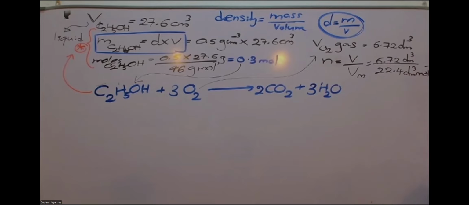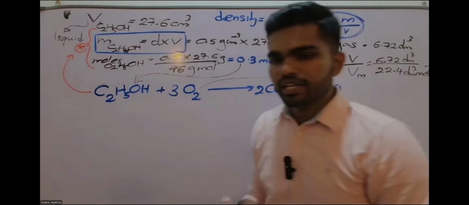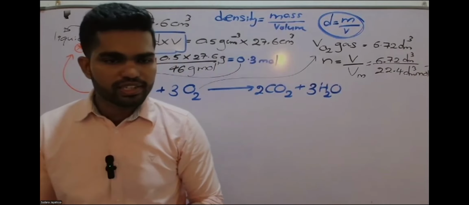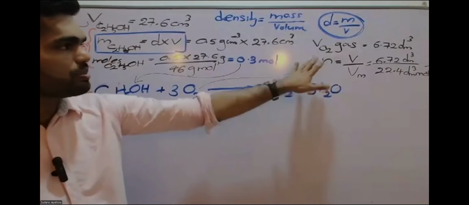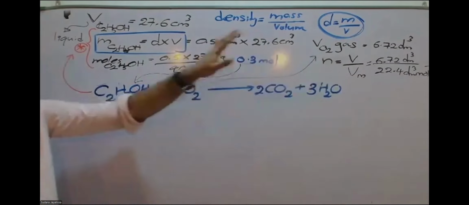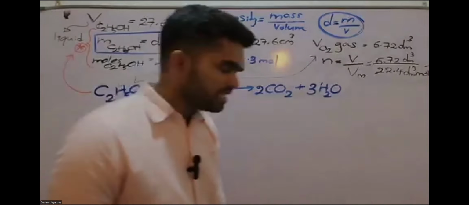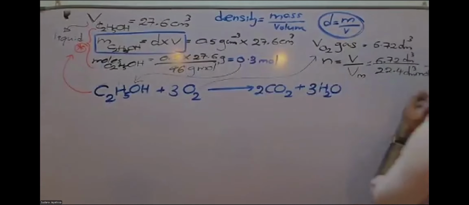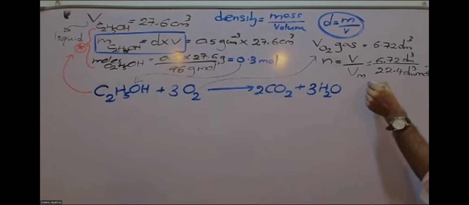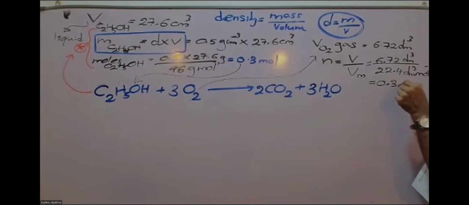22.4 decimeter cube per mole. Is that clear? Now we are applying this formula because it is a gas. Here, for ethanol, we can't apply that. That confusion might be there with many of you. That's why I especially put a star here. Again you will get 0.3 moles as the number of moles. Now we know the number of moles of each reactant.